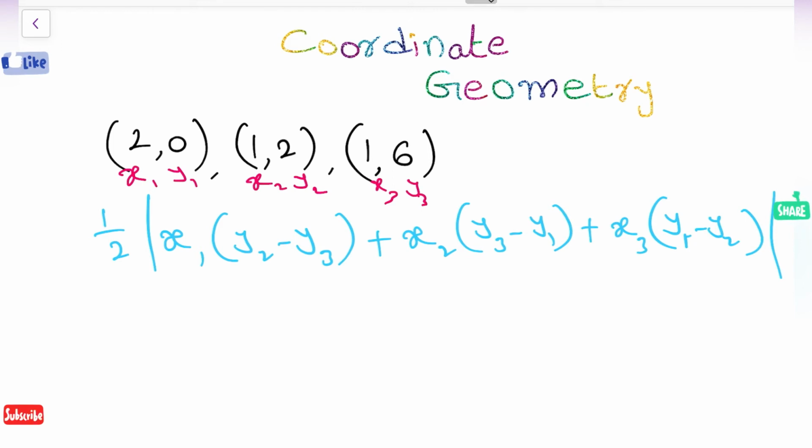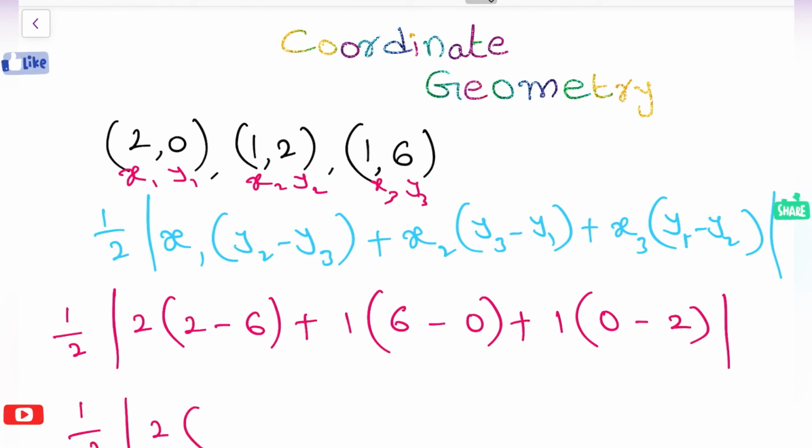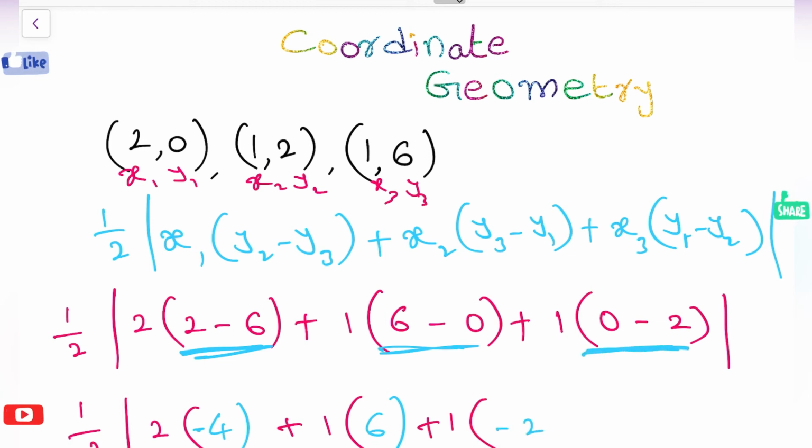Let us substitute in this. Half modulus x1 is 2 into y2 2 minus y3 6, plus x2 1 into y3 6 minus y1 0, plus x3 1 into y1 0 minus y2 2. Half modulus 2 into 2 minus 6, that is minus 4, plus 1 into 6 minus 0, that is 6, plus 1 into 0 minus 2, that is minus 2.